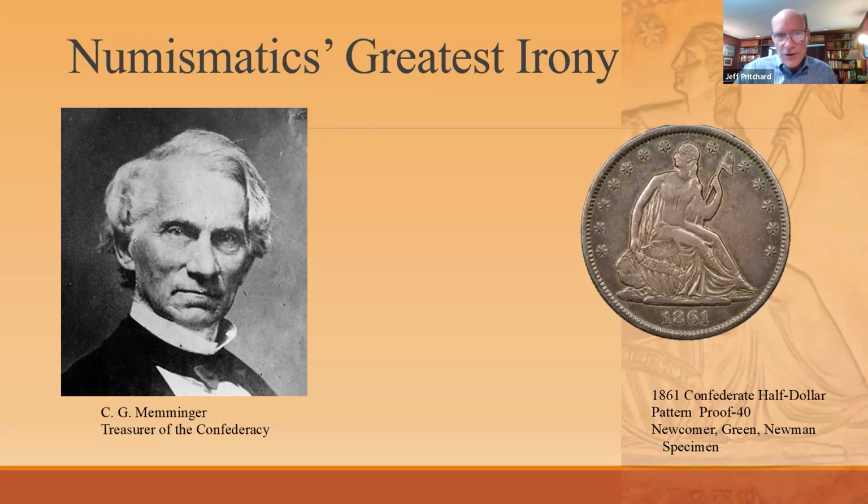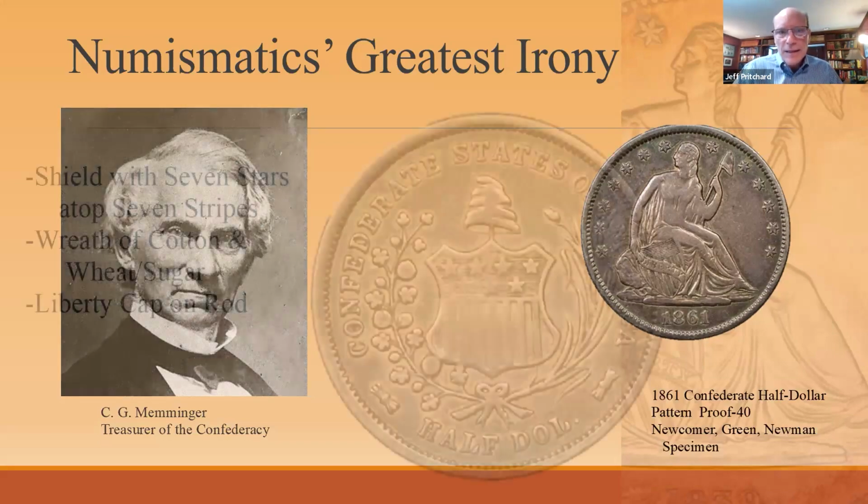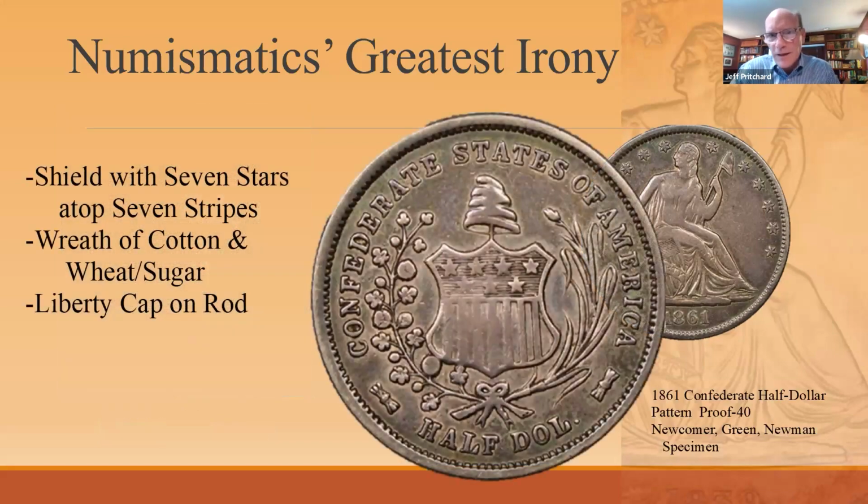But the reverse is really where the irony escalates, because this was specifically designed for the Confederacy. And this is the reverse of the Confederate half dollar. And we can see in the center, there's a shield, 7 stars atop 7 stripes. And this represents the 7 states that at this time had seceded from the Union. Eventually, there'd be 11.